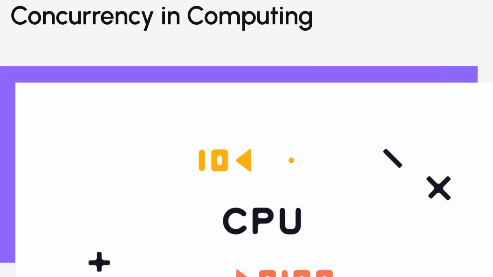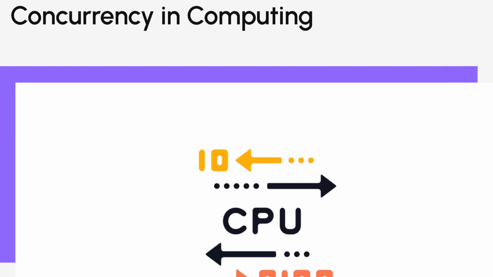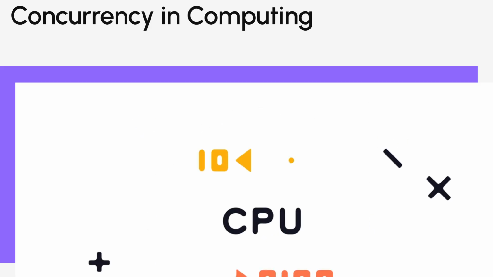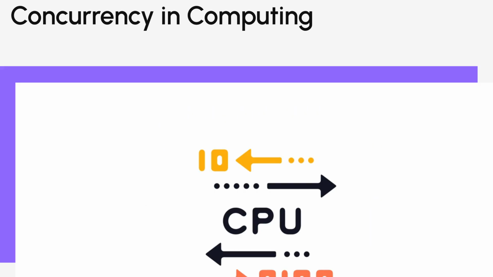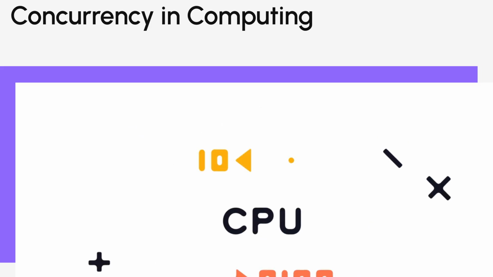Concurrency improves CPU utilization by keeping it busy during I/O waits. While one process waits for input-output operations to complete, the CPU can execute another task, ensuring minimal idle time and maximizing throughput. It enhances responsiveness in user interfaces and real-time systems.